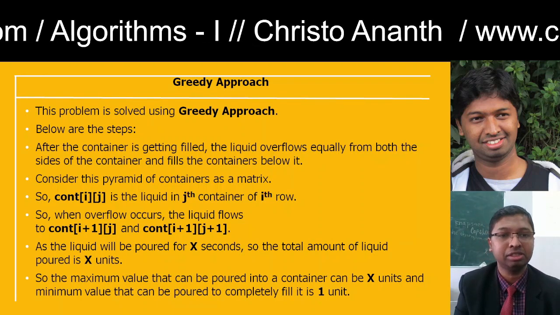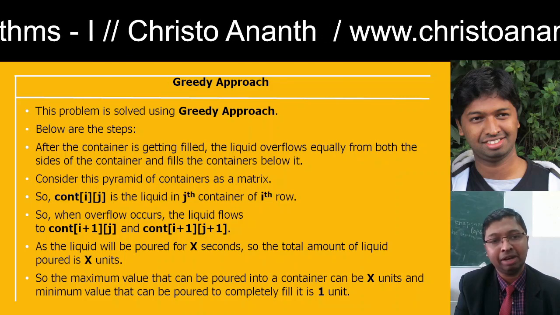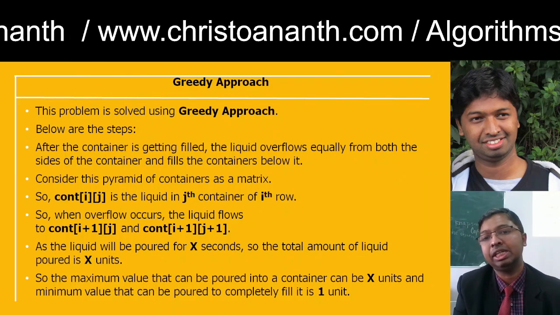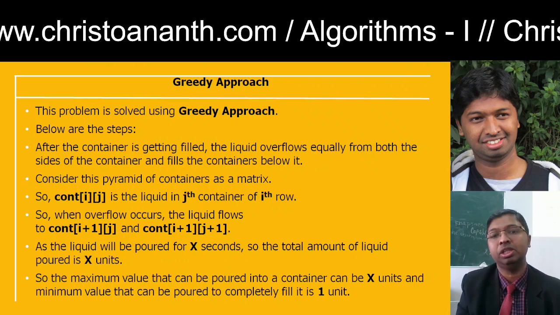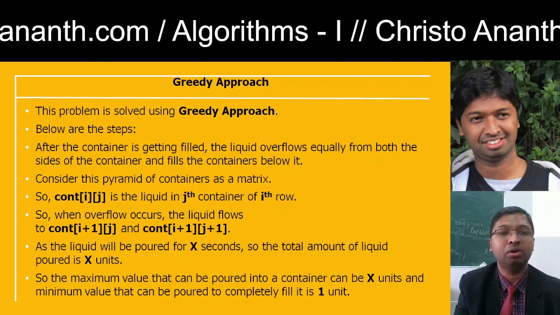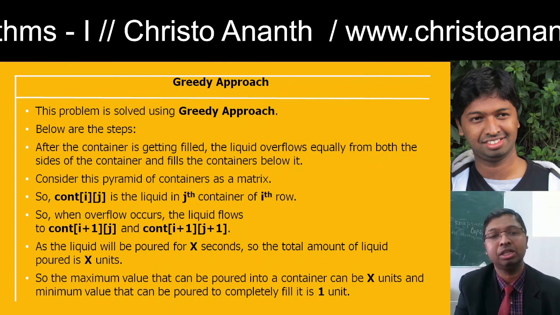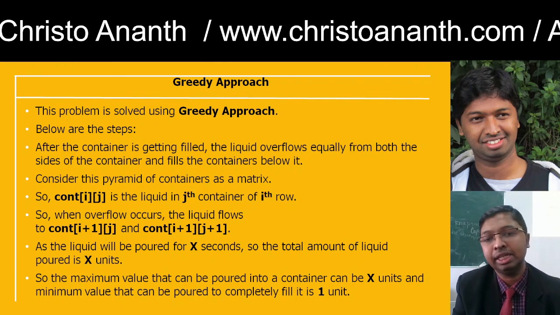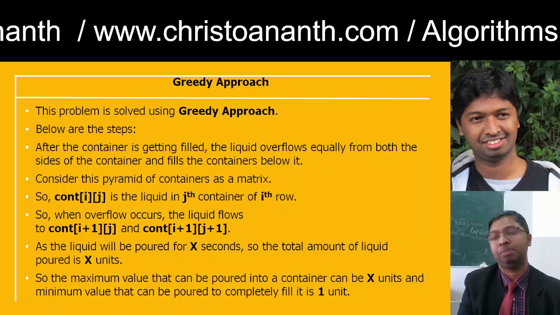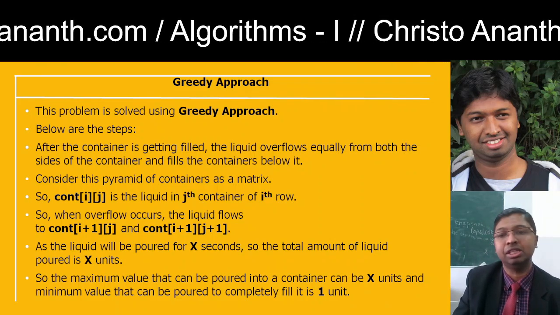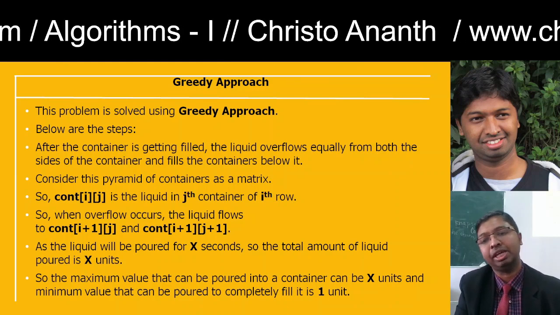That's a matrix. Here we will have the container of i j, that's the liquid of the jth container of the ith row. When the overflow occurs, the liquid overflows to container i plus 1 j and container i plus 1 j plus 1. That's how the liquid will be poured for x number of seconds, and the total amount of liquid poured is x units.